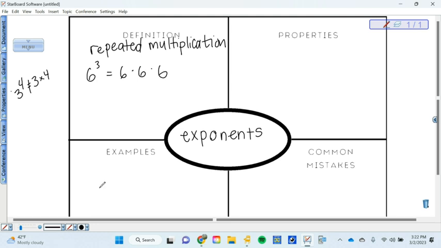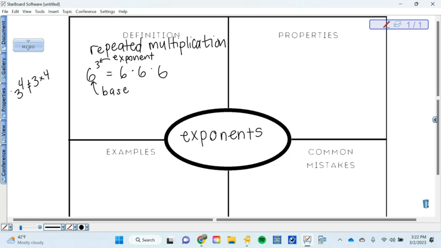Perfect. And what do we call the 6? The base. And what do we call the 3? Yeah, just the exponent. That's easy.